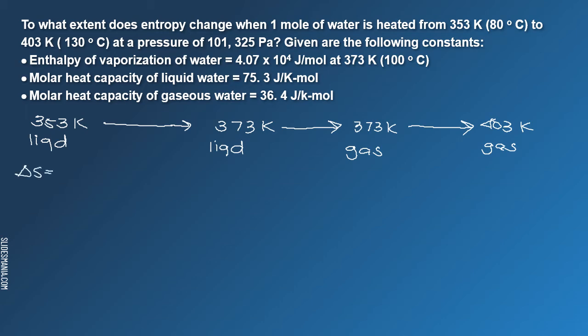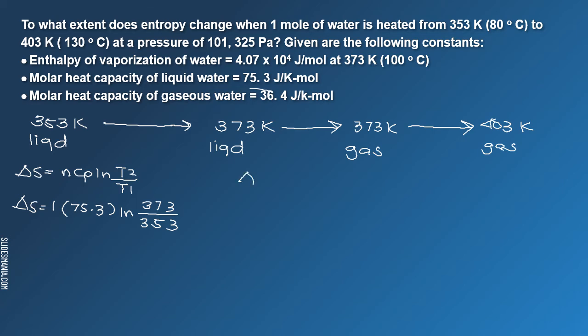Let's do our first calculation. The appropriate formula to use is delta S is equal to n Cp ln of T2 over T1. So delta S is equal to 1 mole times our Cp, which is 75.3, ln of T2, which is 373, divided by 353.